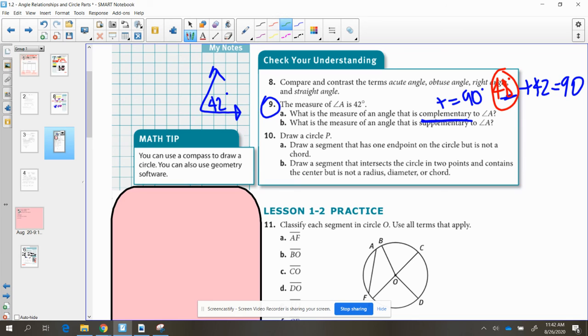What about if we were talking about supplementary to angle A? Well, a reminder, supplementary angles add up to equal 180. So what plus 42 equals 180? You should have answered that 138 degrees adds up to equal 180 with 42. So that's how big your supplementary angle would have to be.